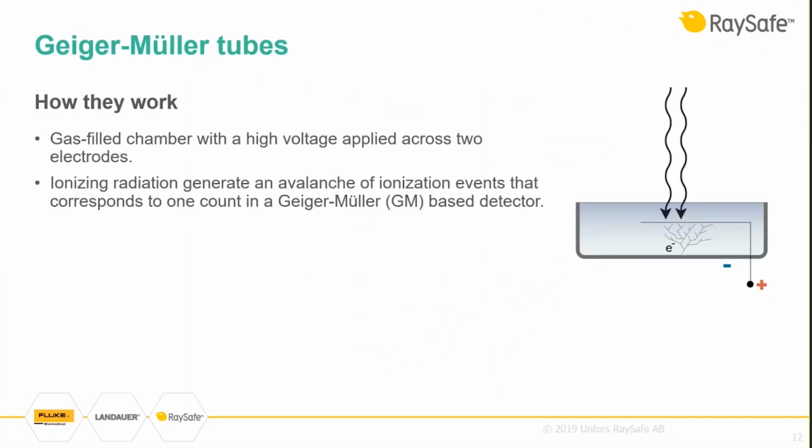Geiger-Müller tubes, or GM tubes, are also gas-filled chambers with a high voltage applied across two electrodes. The ionizing radiation that hits the GM tube generates an avalanche of ionizing events. This discharge event of the tube voltage corresponds to one count in the GM tube. Right after this event happens, the GM tube is paralyzed and blind to radiation for a short period of time.